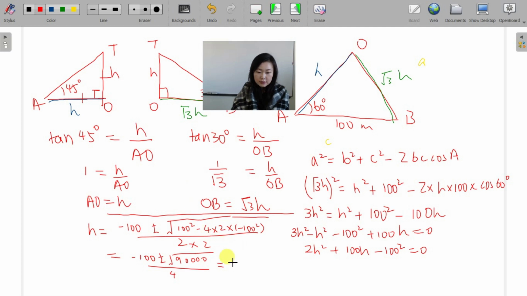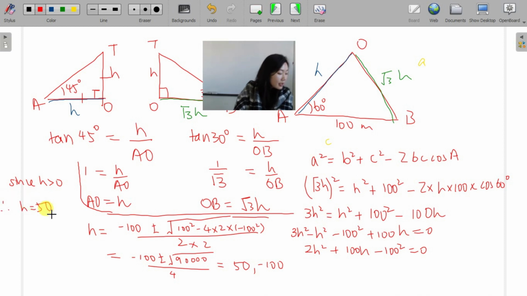All right, so the first one is 50. And the second one is minus 100. Obviously it shouldn't be minus 100 because H is a height. Sorry, I'm kind of working in a circle here. So since H is a positive answer, therefore H is equal to 50 meters.